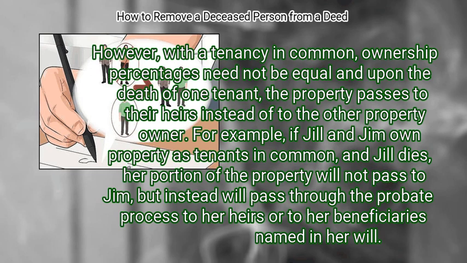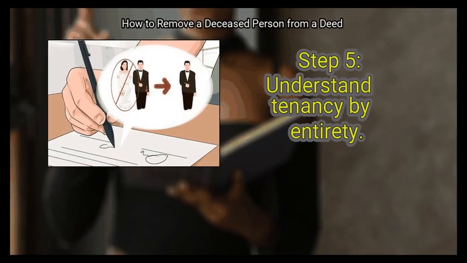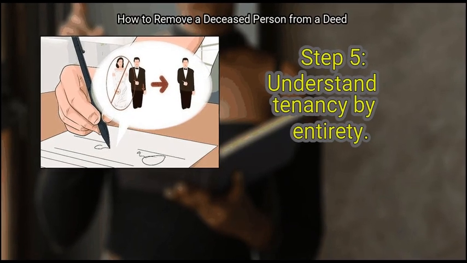For example, if Jill and Jim own property as tenants in common, and Jill dies, her portion of the property will not pass to Jim, but instead will pass through the probate process to her heirs or to her beneficiaries named in her will. Finally, understand tenancy by entirety.